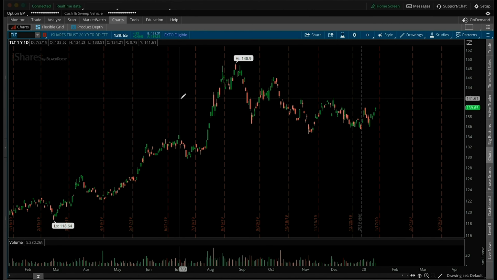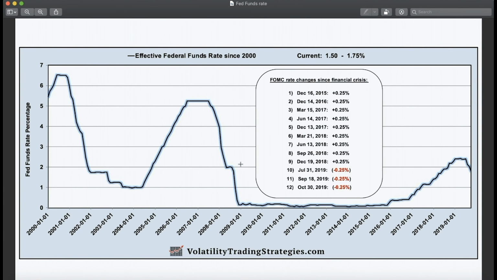Now remember, bond funds like TLT, the simple thing to remember is that they tend to go up when interest rates are going down. And then of course vice versa, when interest rates are going up, bond funds tend to go down. Now we have seen with Federal Reserve announcements recently, they have made it quite clear that they're at least going to hold rates steady, if not perhaps go for even more rate cuts.